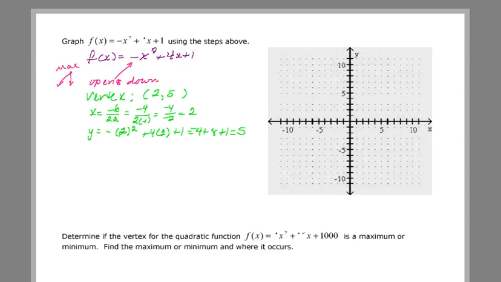Now let's find the y-intercept. Remember, to find the y-intercept, we let the x's be 0. So I'm going to plug in a 0 everywhere I have an x in my function. So it will be -0² + 4 times 0 + 1, which actually is just going to give me 1. So the y-intercept is (0, 1).